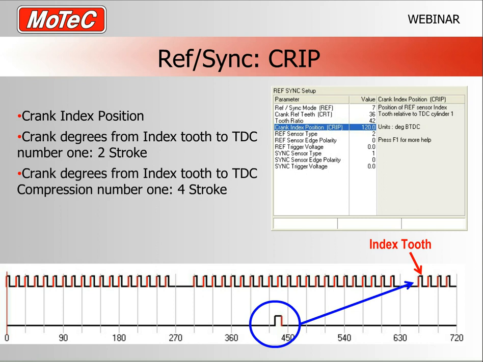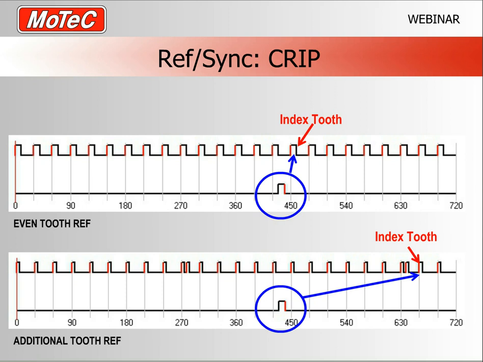So we need to know how far in crank degrees before top dead center compression number 1 does that index tooth happen. For a two-stroke engine, it's going to be nice and easy because you don't have the sync tooth because everything happens in 360 degrees. So basically your crank index position for a two-stroke engine will be how far does that index tooth happen before top dead center number 1 compression.